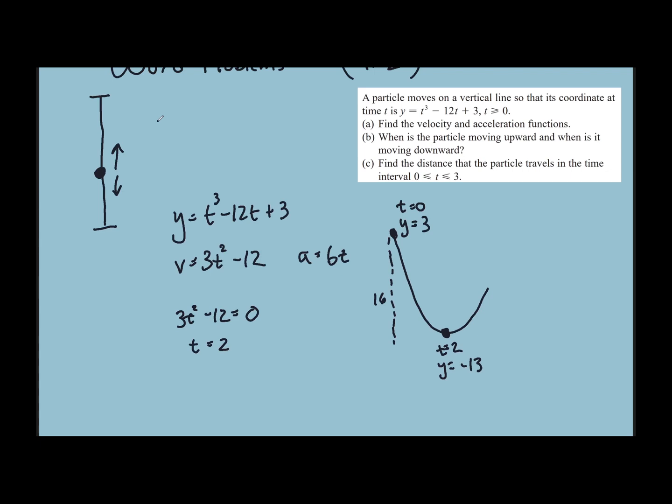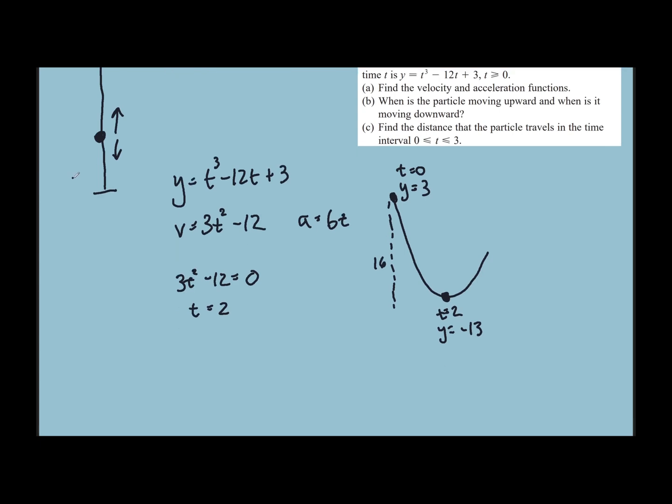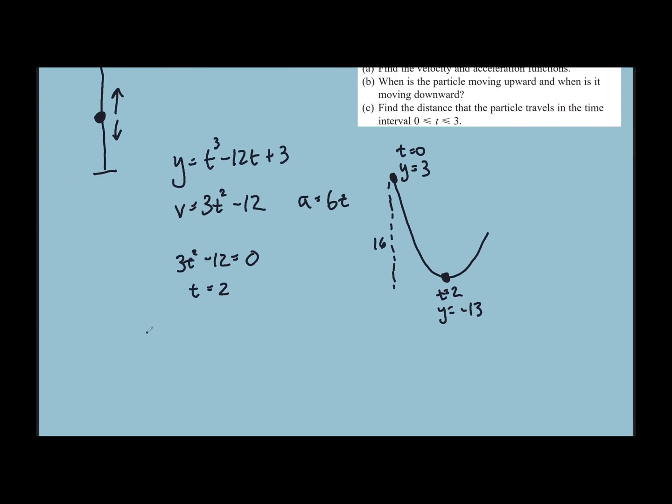Real quick here to finish part B, your answer would actually be downward is when time is less than 2, and upward is when time is greater than 2. Now notice it's not greater than or equal to, because at exactly 2 seconds there is no velocity. Okay. So they say find the distance that the particle travels in the time interval from 0 to 3.